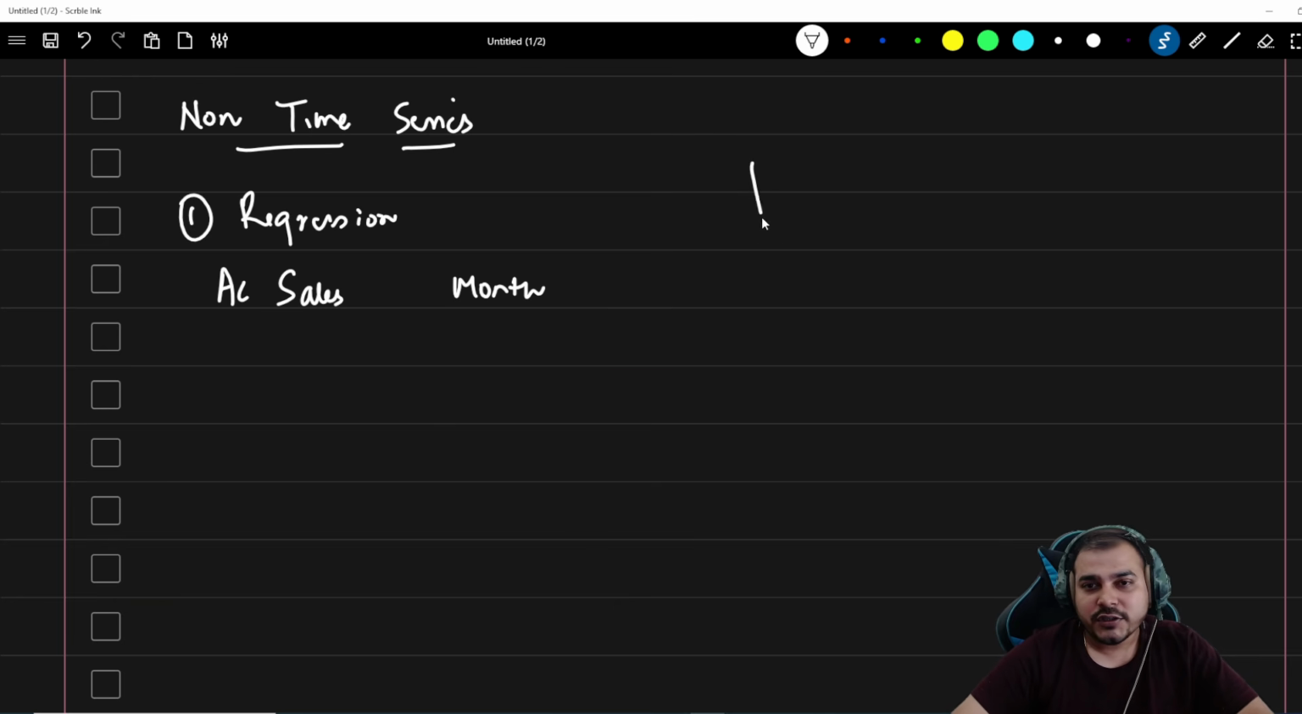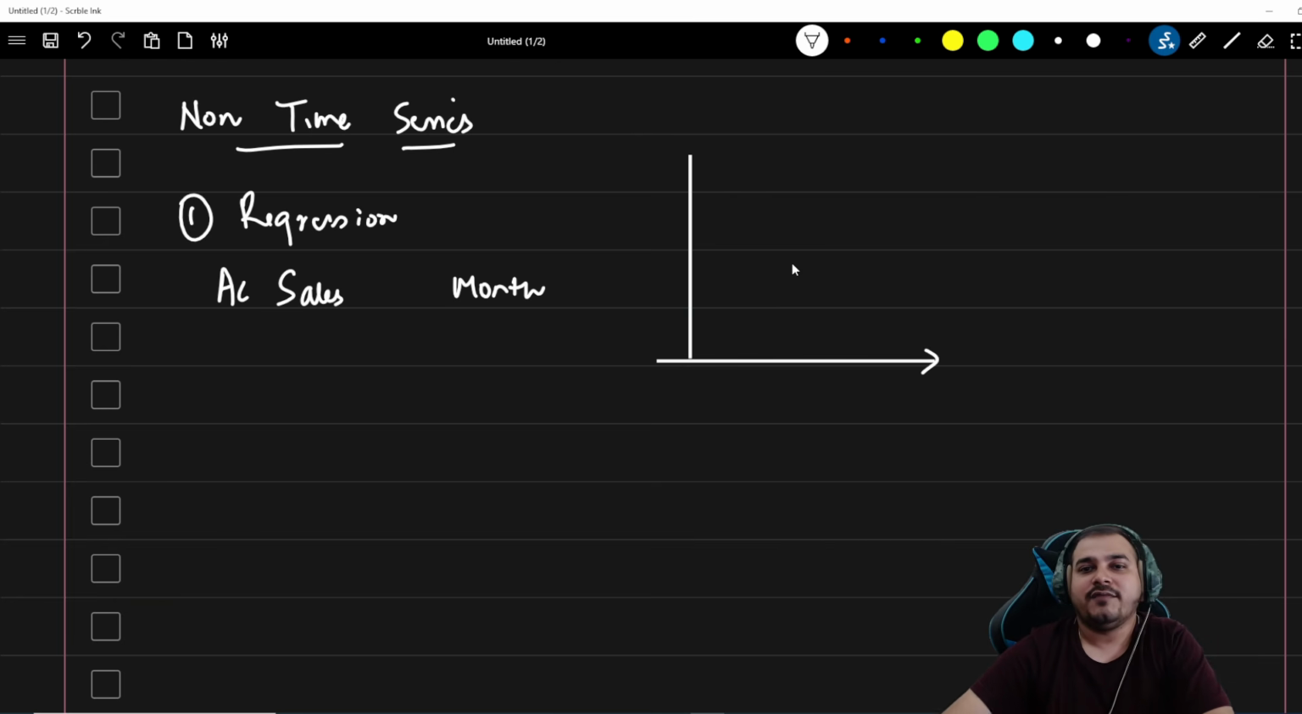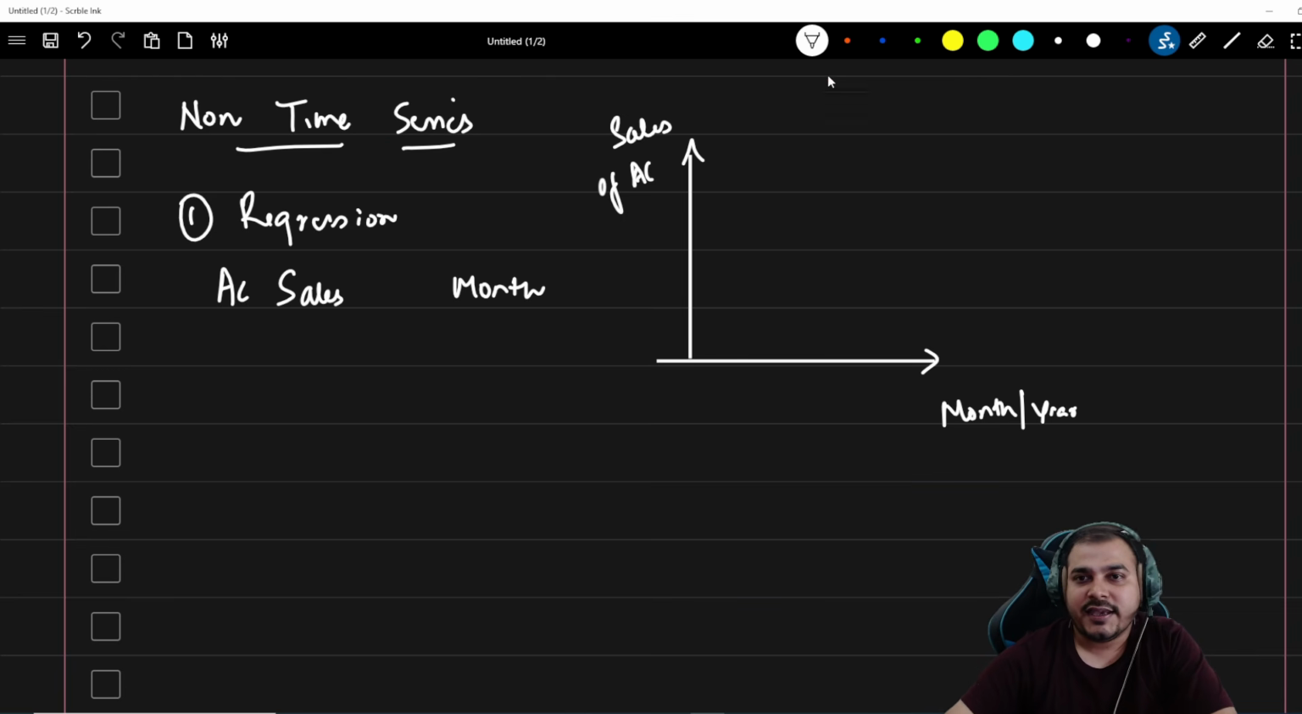Okay. So suppose I have specific data points, and let's say that I'm plotting these data points over here, right? Now let's consider that this is basically my month or year, and with respect to this, this is my sales of the AC, right? Now in this particular case, suppose I consider that these are my data points, probably there are various data points that will go with respect to this. Okay, I've just drawn randomly.